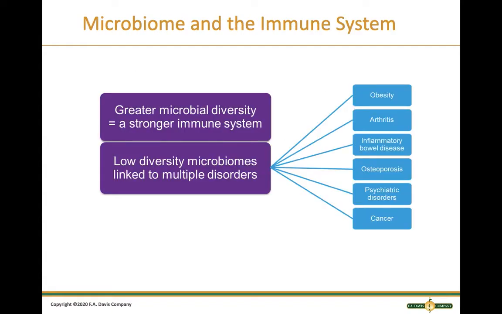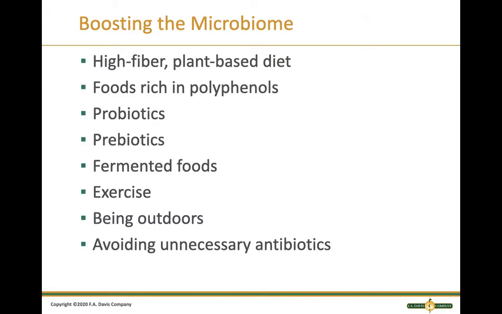Okay, we see that people with a greater microbial diversity have a much stronger immune system. People with a lower diversity of microbiomes have a weaker immune system, and it's been linked to obesity, arthritis, inflammatory bowel disease, osteoporosis, psychiatric disorders, and cancer.